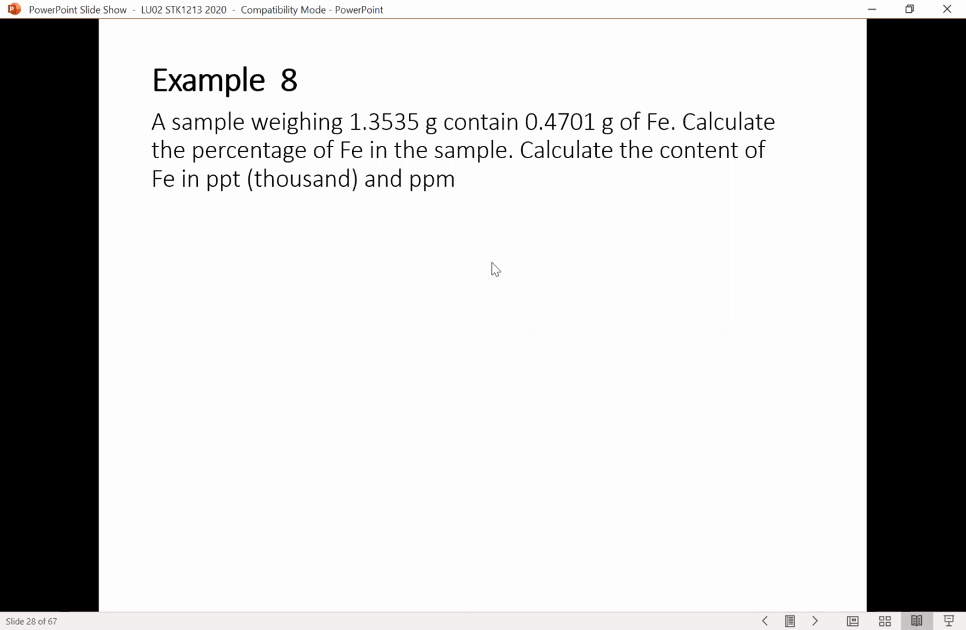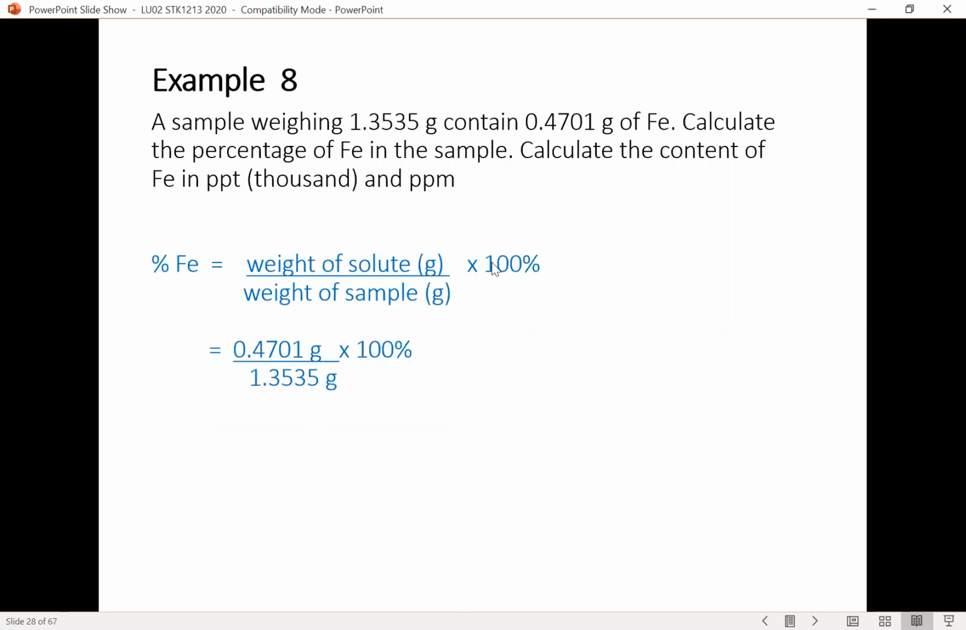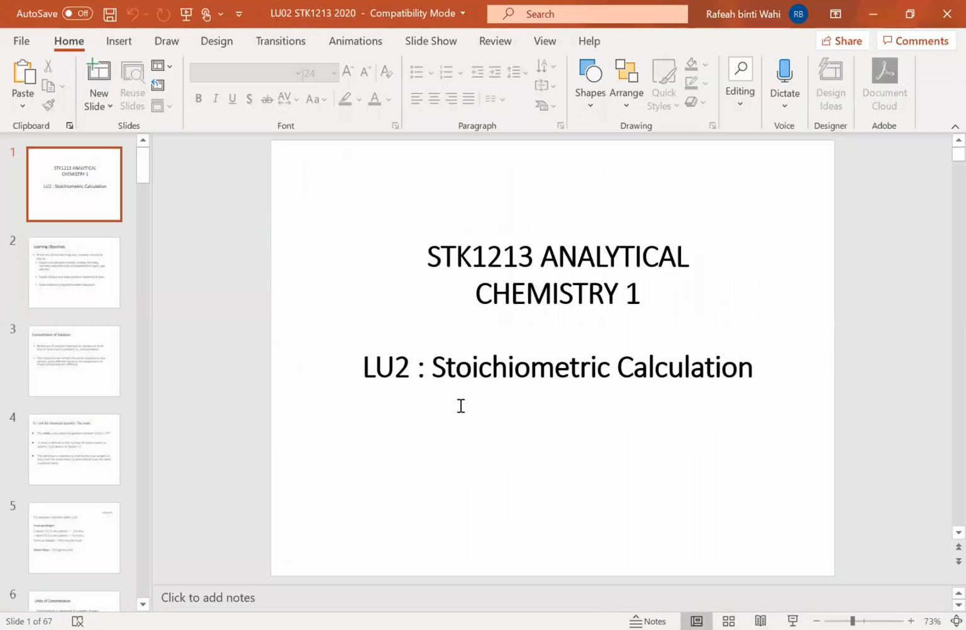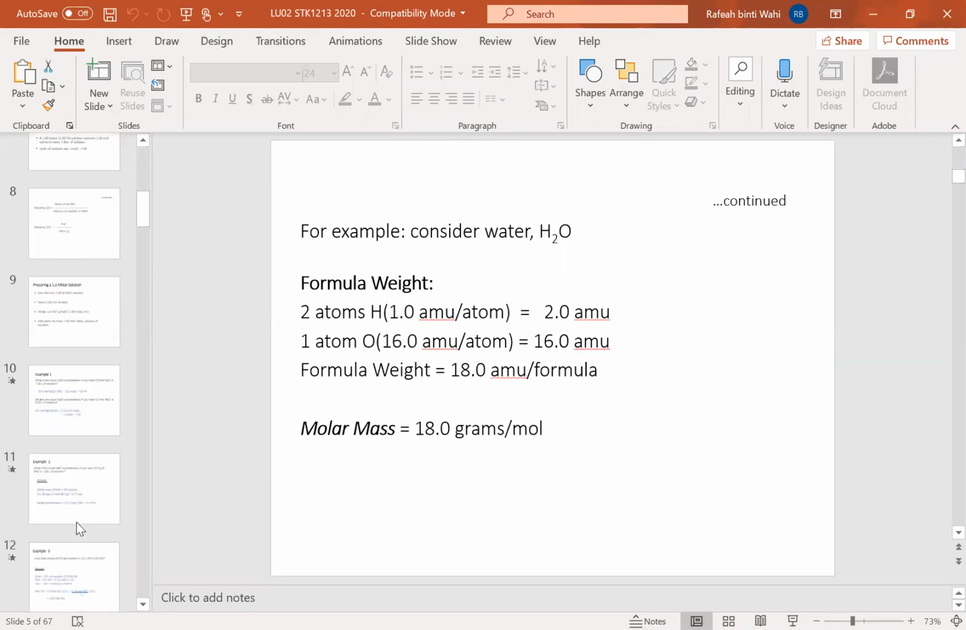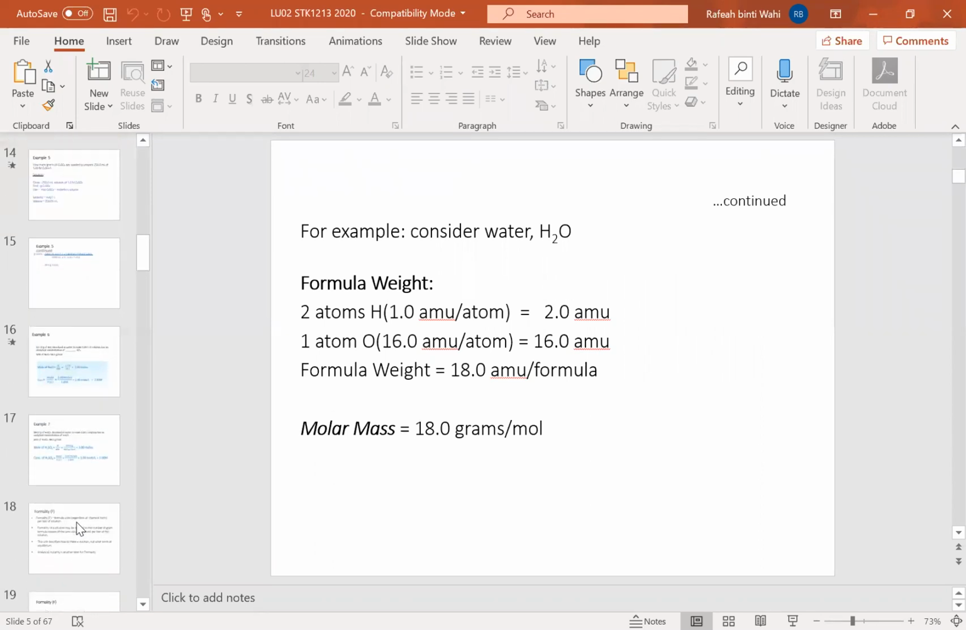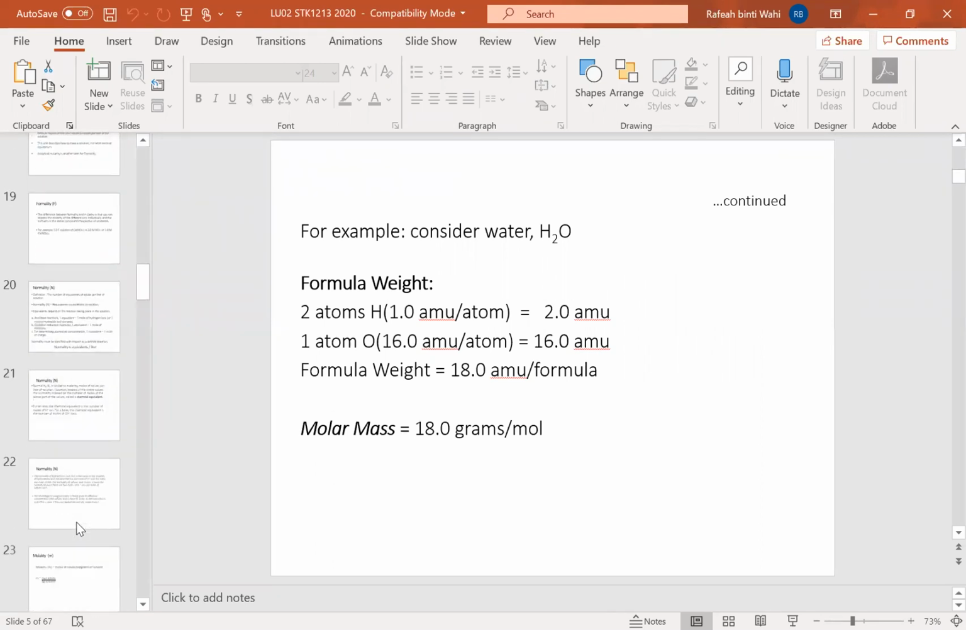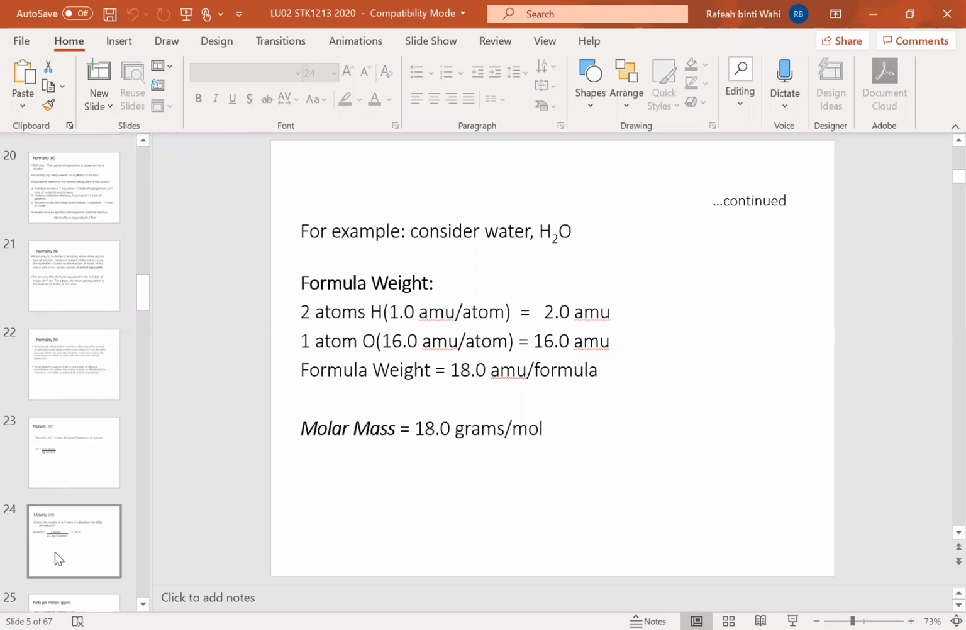Okay, anyone has the answer yet? Okay, correct. It's 34.7%. Okay, so how do you calculate parts per thousand? This one is wrong. Sorry, yeah? A moment, please. Where's my parts per thousand?